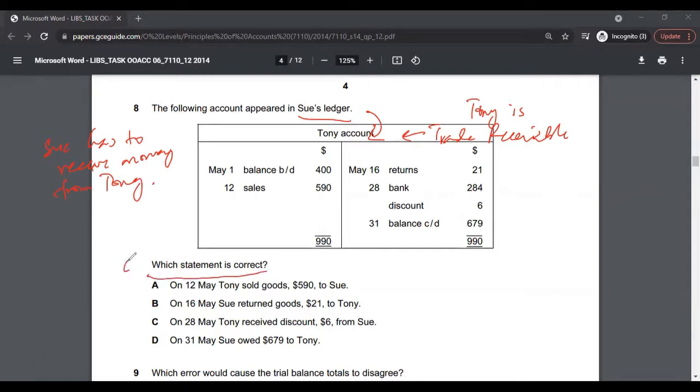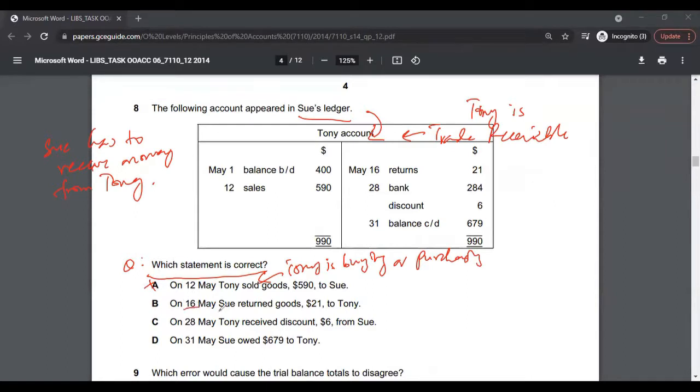Let's look at what the question is asking. Which statement is correct? Let's go through the options and see which statement is correct. On 12th May, Tony sold goods for $5.90 to Sue. No, Tony is buying or purchasing. So this option A is incorrect.